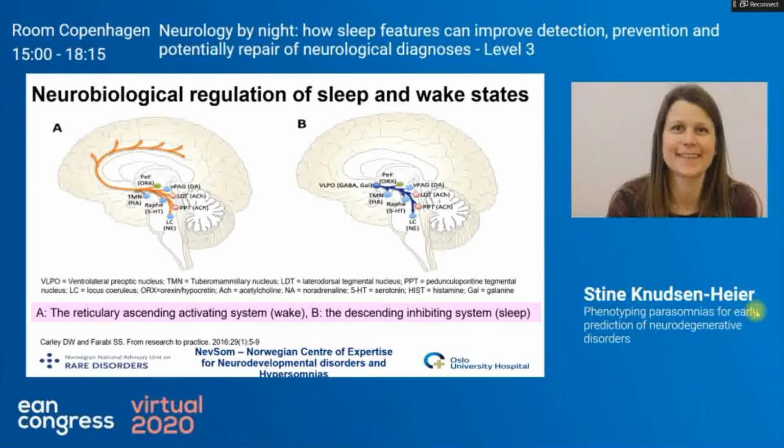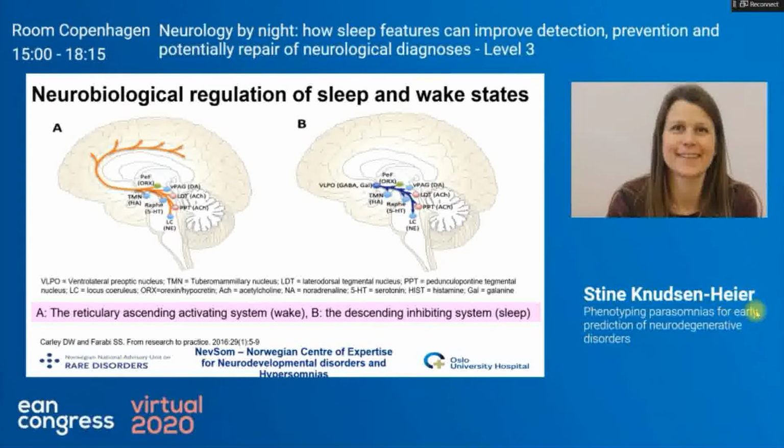This system inhibits the ascending activating system. So in that way, wakefulness ends. But it's important to realize that the inhibiting system, or the sleep system as you could call it, initiates or maintains sleep in an active way. So both sleep and wakefulness are active brain processes in that way.